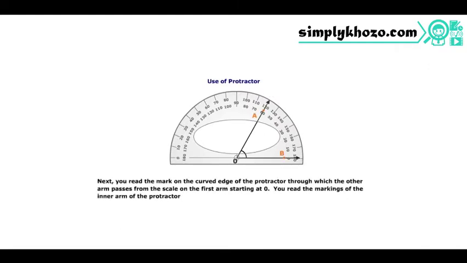Next, you read the mark on the curved edge of the protractor through which the other arm passes, from the scale on the first arm starting at 0. You read the markings of the inner arm of the protractor.